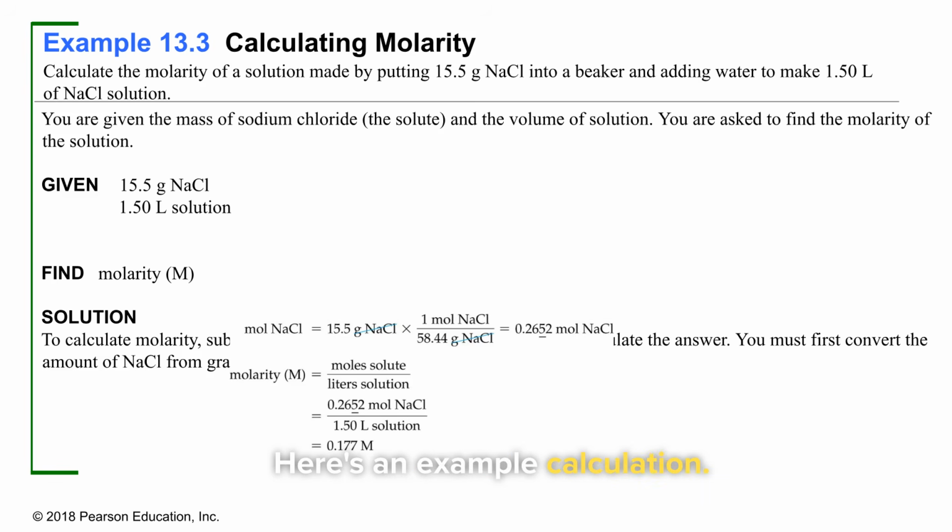Here is an example calculation. To find the molarity of a solution containing 15.5 grams of salt in 1.5 liters, we first convert the mass of the salt into moles using its molar mass.